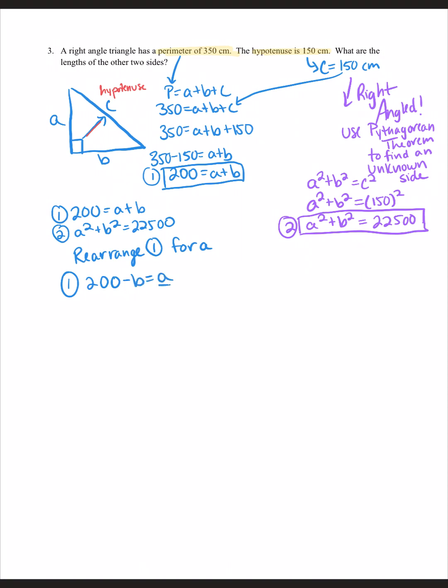Now I've isolated A, right? So I can substitute that equation in for A into the other equation. So let's sub equation 1 into equation 2. So anywhere I see A in equation 2, I'm going to substitute 200 minus B. So 200 minus B squared plus B squared equals 22,500. So now we can solve for B because we have just B in this equation and then work to find A. So if I have 200 minus B, that's really saying 200 minus B times 200 minus B plus B squared.